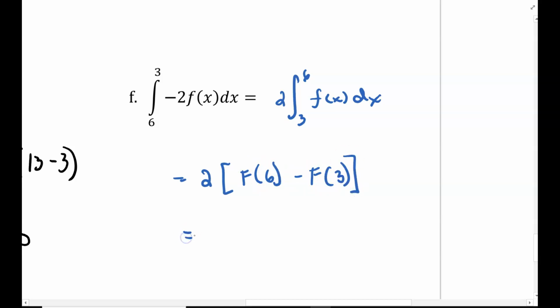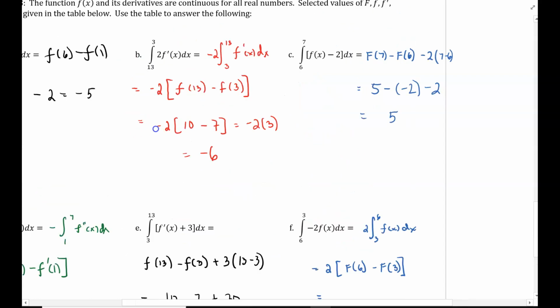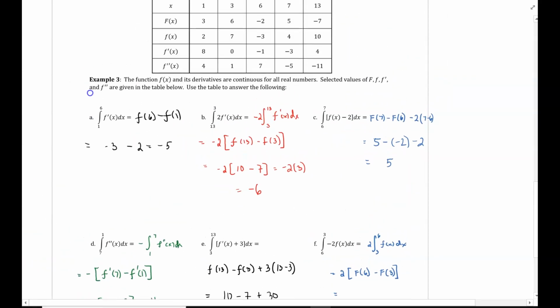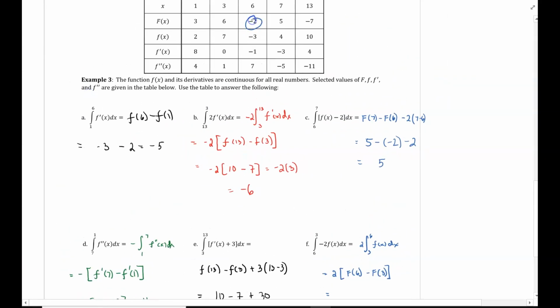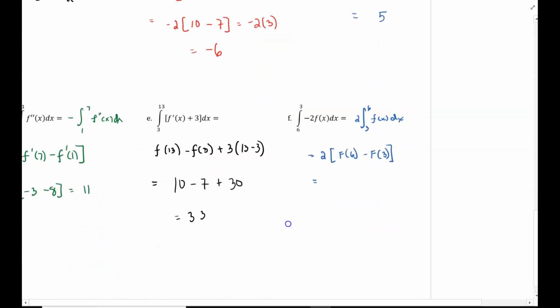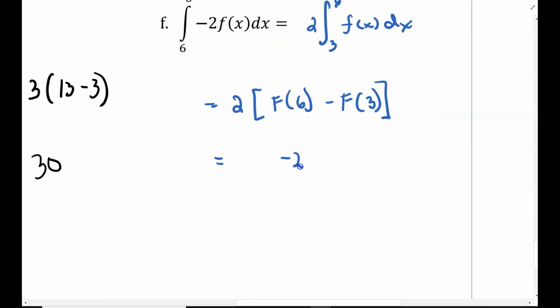And this equals, we're going to check our table of values. Capital F of 6 gives us negative 2. Capital F of 3 gives us 6. So negative 2 minus 6 times a positive 2. And we get 2 times negative 8, which gives us negative 16.